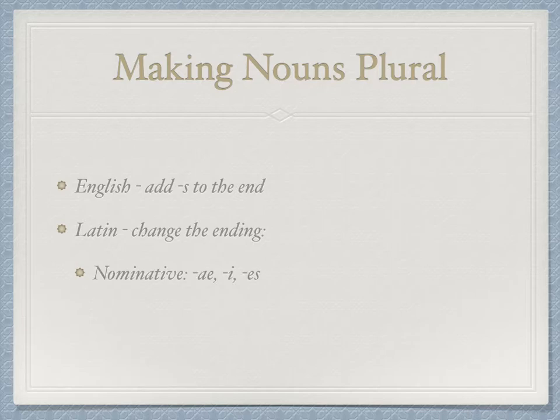So to make a nominative noun plural, it depends on its declension. So declension 1 goes to AE, declension 2 goes to I, and declension 3 goes to ES. We learnt this in stage 5 if you need to go back and have a look. And of course, the accusative also has its own set of endings. So these are AS, OS, and ES.